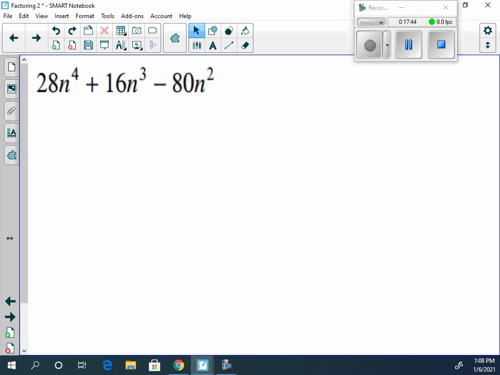So we look at this one here. 28n to the fourth plus 16n cubed minus 80n squared. Is there a greatest common factor? 4n squared.